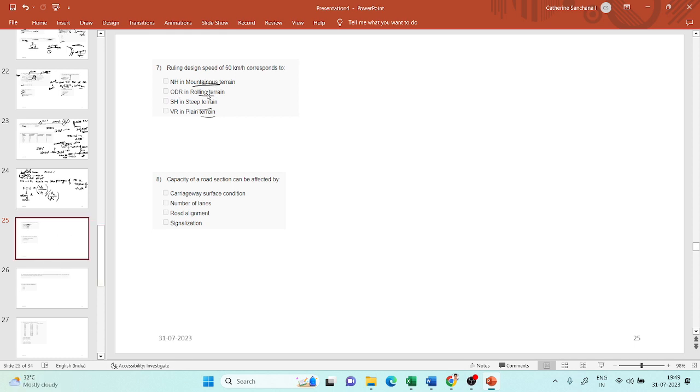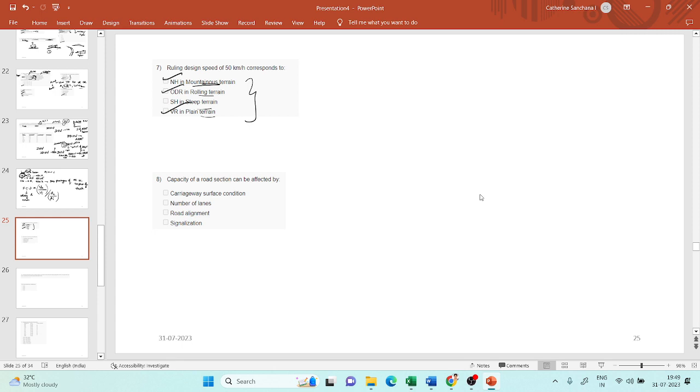So if you check the areas that I have encircled, it will be national highways in mountainous terrain, other district roads in rolling terrain, and village roads in plain terrain. So all these will have a ruling design speed of 50 kilometers per hour. Okay. Moving on to the next question.